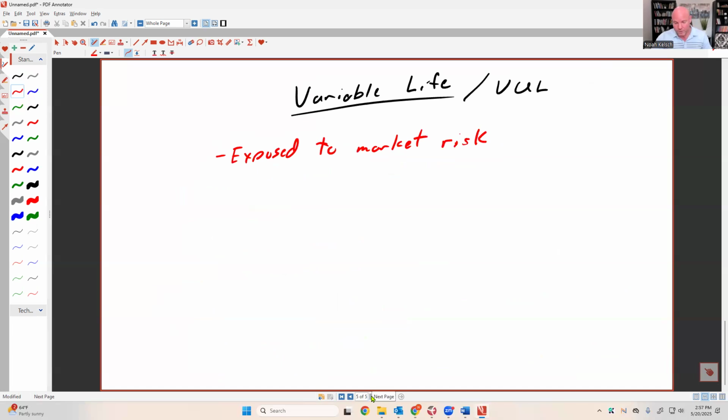Then there are variable universal life policies, or variable life policies. Again, I'm not licensed to sell variable policies. What I will say about this is they are life insurance policies, and there's an investment component to it. With that investment component, you are directly invested in the stock market. You have the potential for gains. You also have the potential for loss.